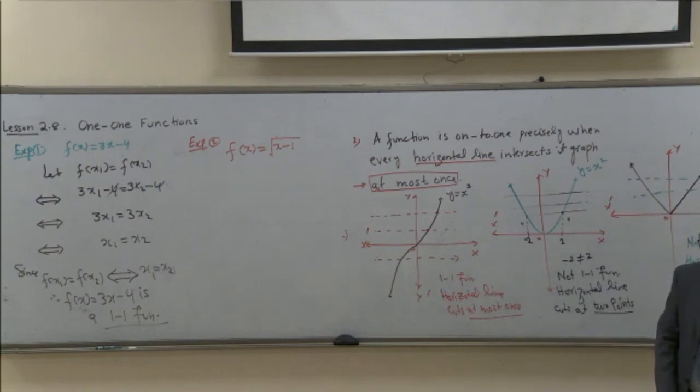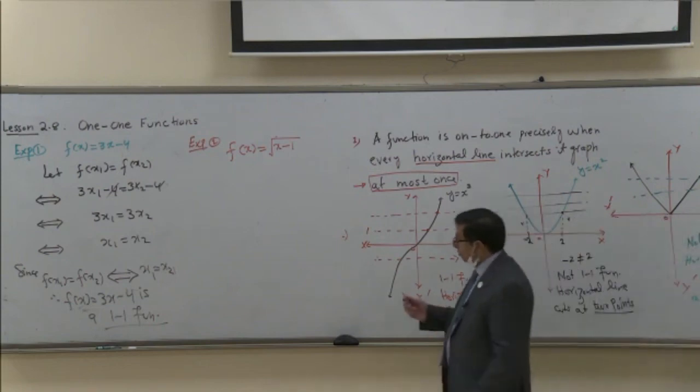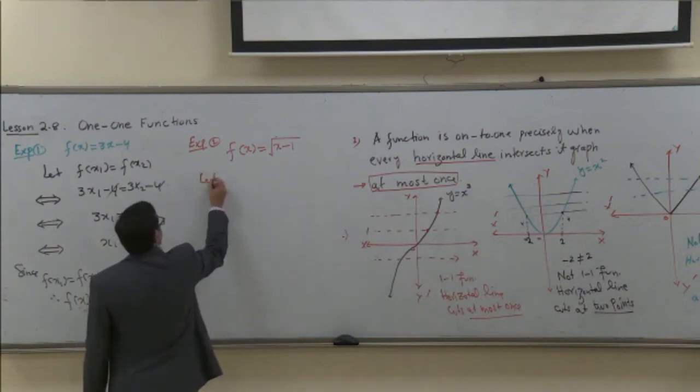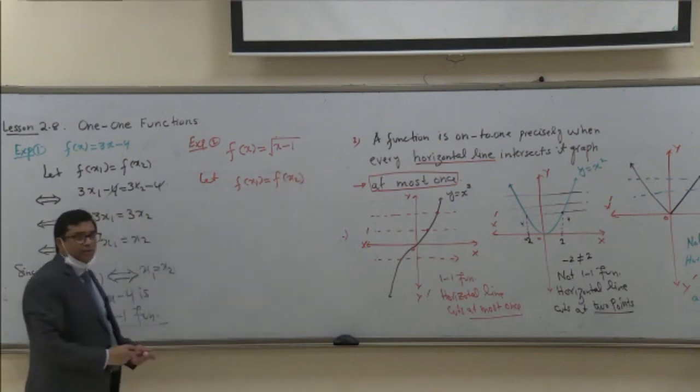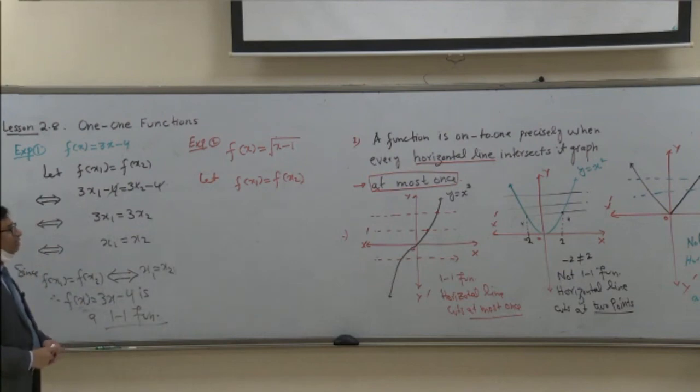Now tell me, how can you check this one? Think about it. Look at the previous solution of the question and write its answer. Same, you can say let f(x1) equal f(x2). Take their images as equal. If images are equal, we have to prove x1 is equal to x2. So then it will be 1-1.